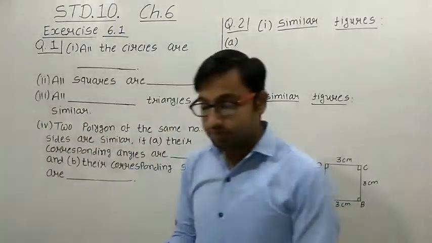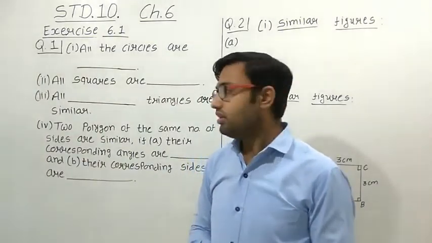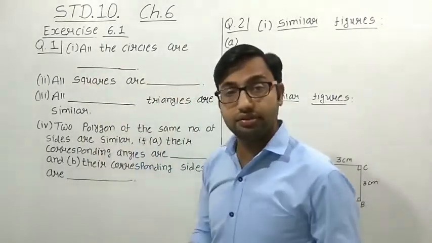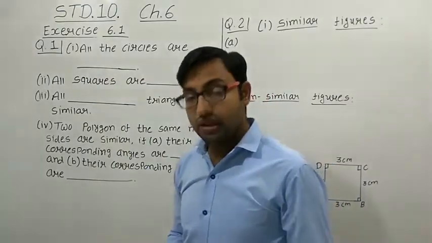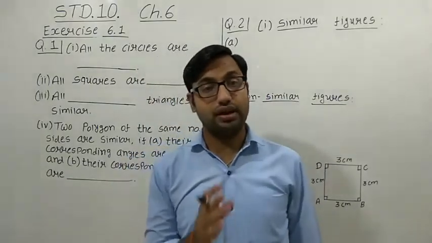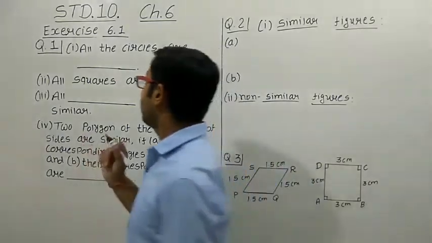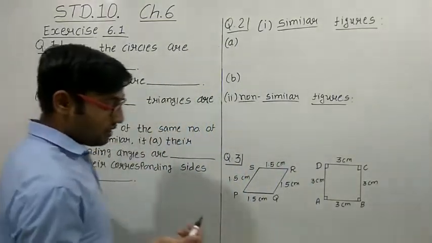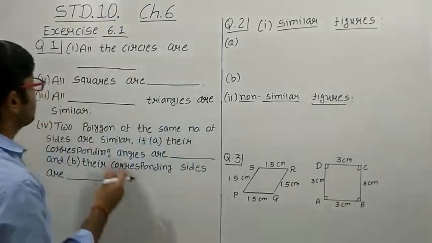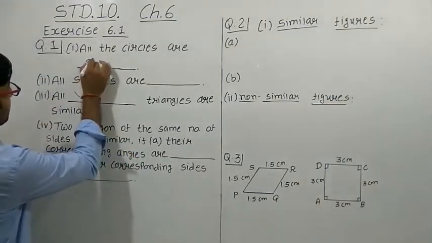Question number 1 is: fill in the blanks using the correct word given in the brackets. The first blank is: all the circles are, and we have been given two options, congruent and similar. Now we know that two figures are congruent when all of their dimensions are equal. Circles may be of smaller size or greater size, so we can say that circles are not congruent, but they are similar.